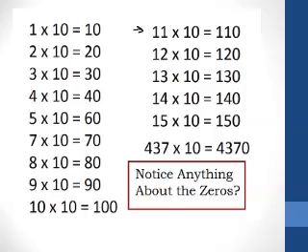Did you notice anything about the zeros? So if you look at all those numbers, they all have a 0 at the right. Why? Because we are multiplying by 10. So we directly put the zeros to the right and we put the numbers as they are.